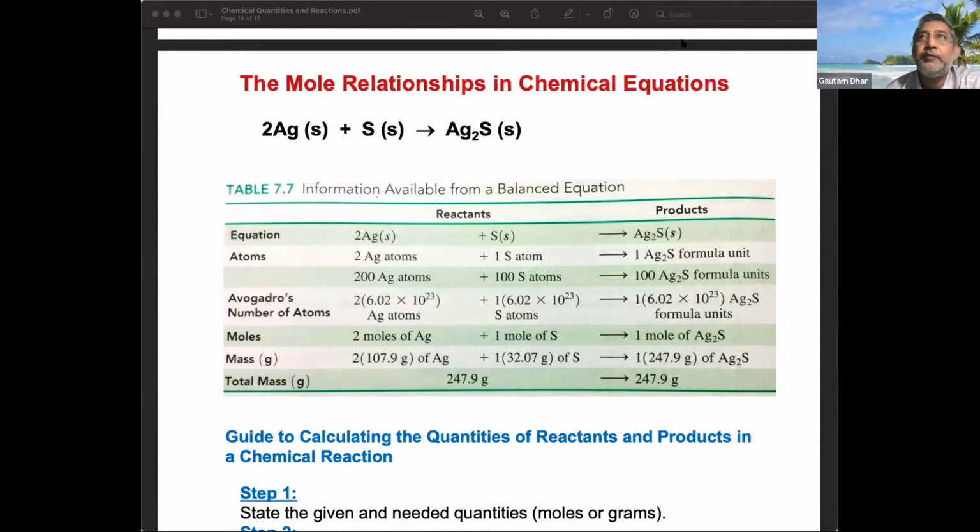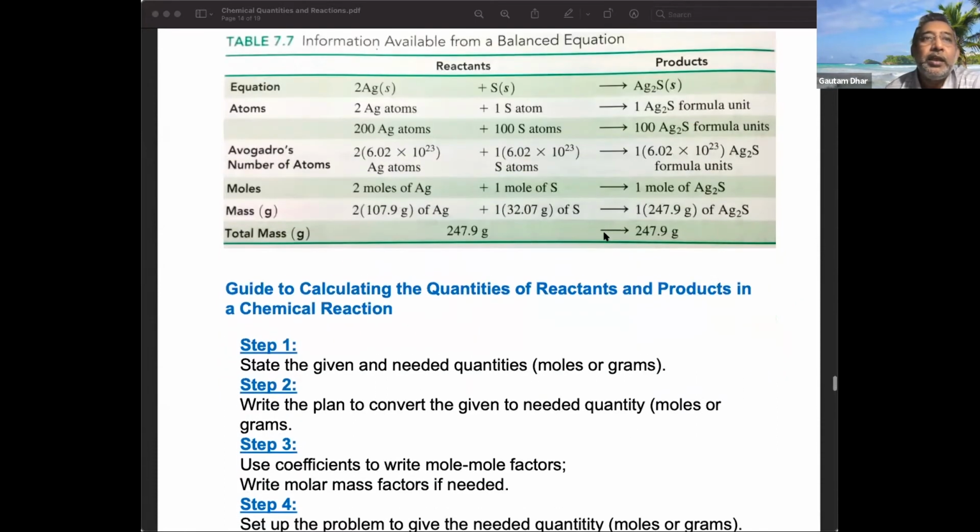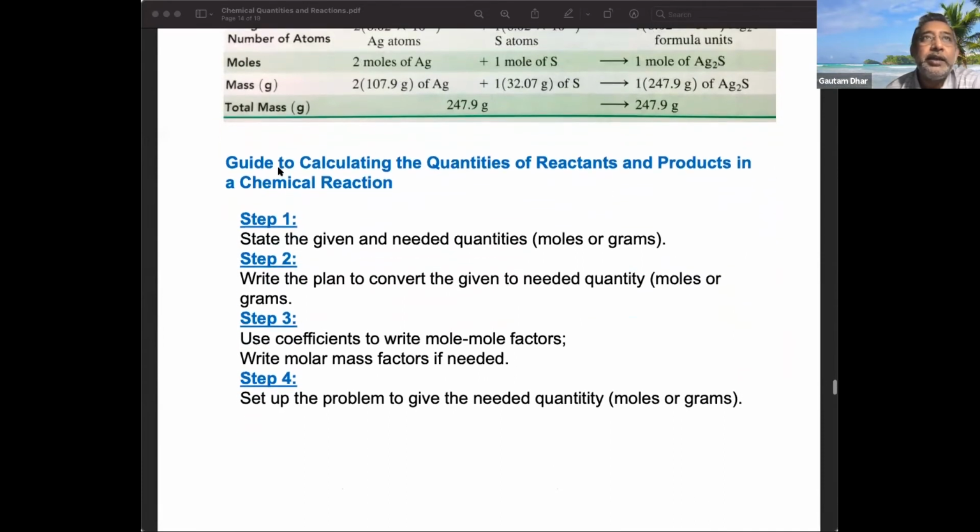Now, if you look at what we did, this is the guide to calculating quantities of reactants and products. So you need to have a balanced chemical equation. That's the first thing. And you have to have all the formulas correct, and you have to balance it, so you have to use coefficients to write the chemical equations. Once you have that, you state the given and needed quantities. So what is given to me and what is asked?